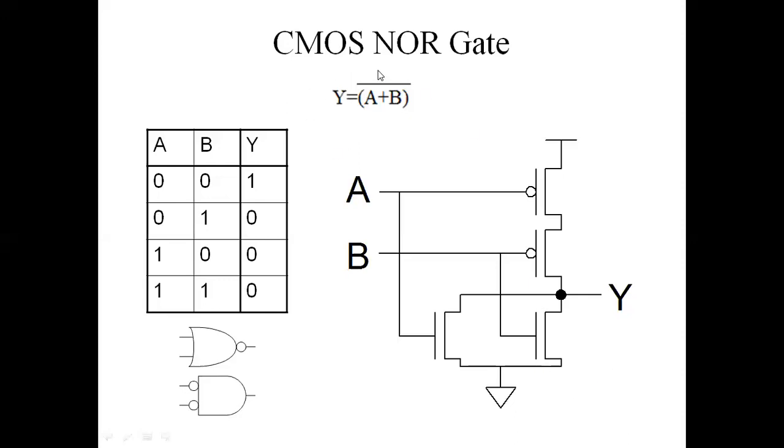And see how is the CMOS implementation? A plus B is there, means ORing function is there. So whenever the ORing function is there, NMOSes are connected in parallel combination and the PMOS are connected in series combination.